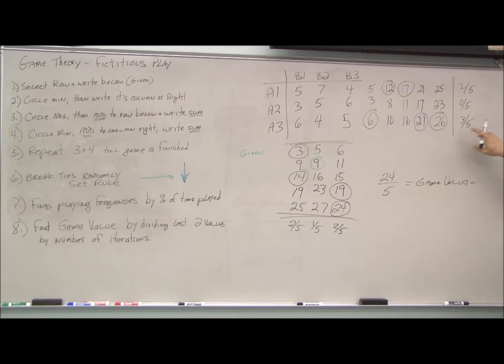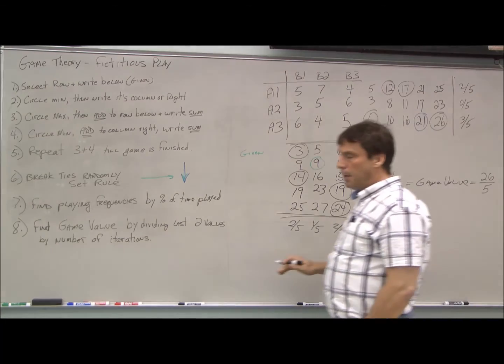The high end is our last number played, 26. Again, divided by the 5 iterations. So our game value will be between these 2 values.